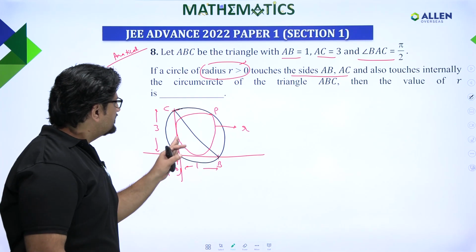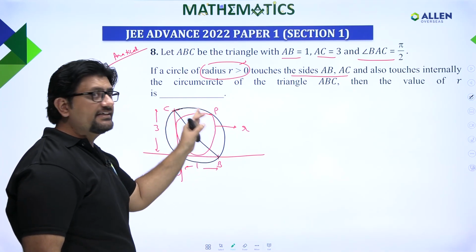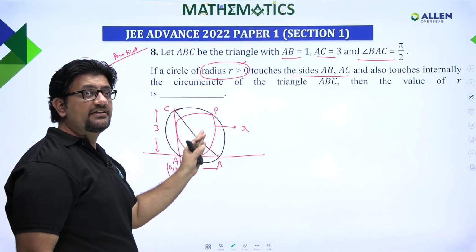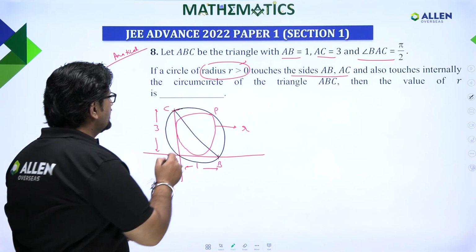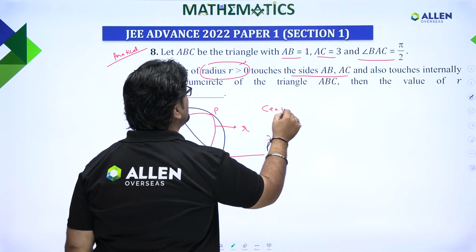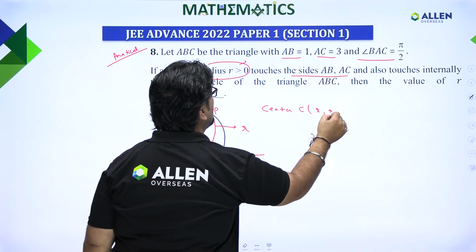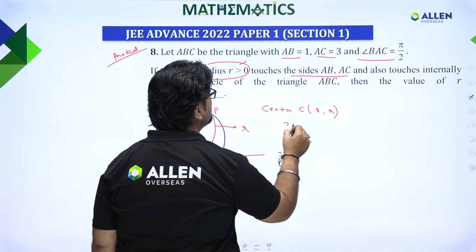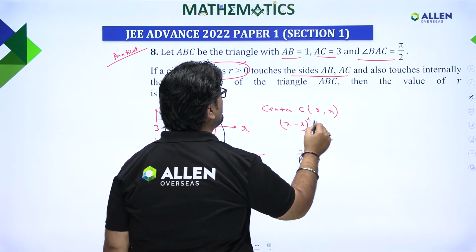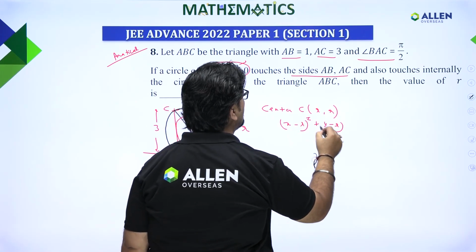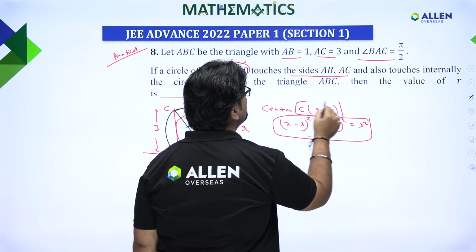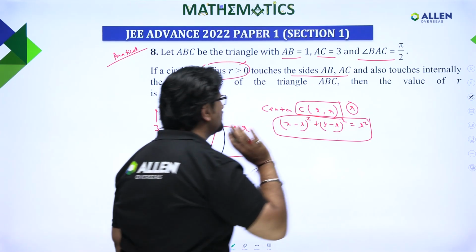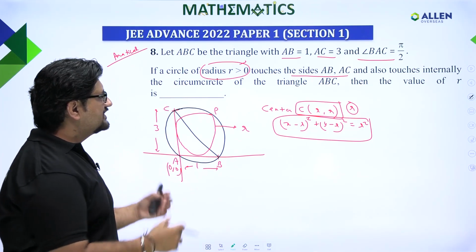Okay, now since the red circle, meaning the inner circle, is touching the coordinate axes, therefore the center of this circle will surely be r comma r. So what will be the equation of the circle? X minus r whole square plus y minus r whole square equals r square. Okay, the center would be r comma r and the radius is r. This is important, my dear. Okay, the center is C, my dear.